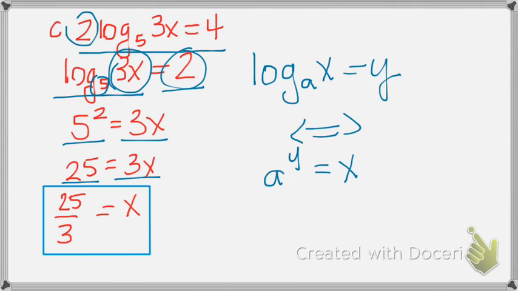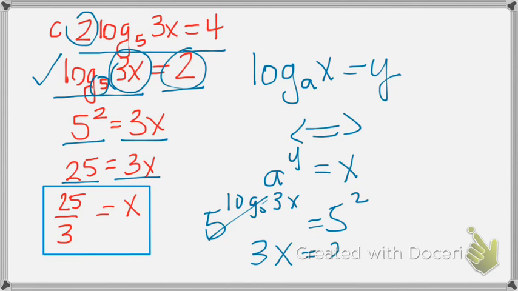And so again, keep in mind, from this step here, we could have raised 5 to both sides: 5 to the log base 5 of 3x is equal to 5 squared. And then this would have canceled, and I would have been left with 3x is equal to 25, which is my next step anyway. So you can do it in either way.